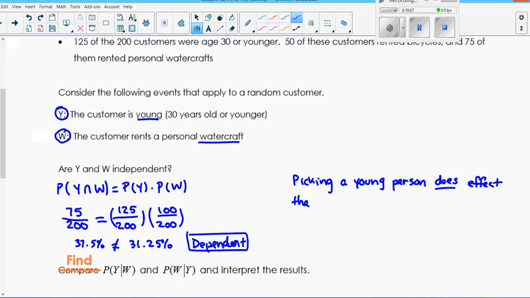the chance that they rent a personal watercraft. So dependent means that it does affect. And that's really all you need to say, that something does or does not affect the chance. So picking a young person does affect the chance that they rent a personal watercraft.